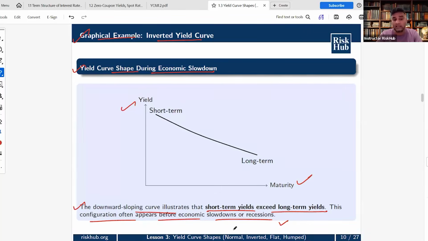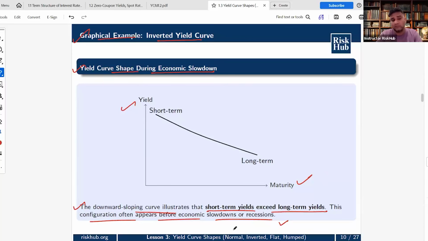If you look at the diagram, the horizontal axis is maturity, rising to the right. The vertical axis is yield, rising upward. A line starts high on the left, labeled short term, and falls to the right, ending lower, labeled long term. The one thing it shows is that yield falls as maturity increases. The caption repeats that short-term yield exceeds long-term yield, and that this shape often appears before a slowdown.